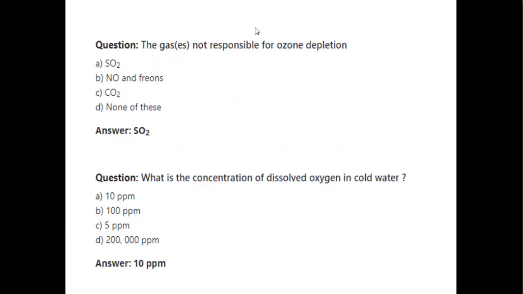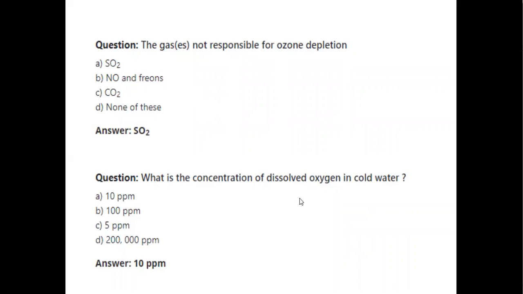The gases not responsible for ozone depletion: SO2, NO and freon, CO2, none of these. As you can see here, NO and freon are responsible, CO2 is responsible, and SO2 is not responsible for ozone depletion. So option A is your right answer.